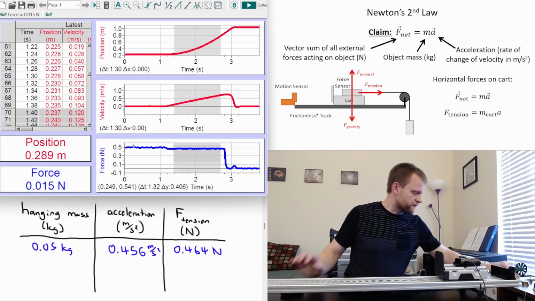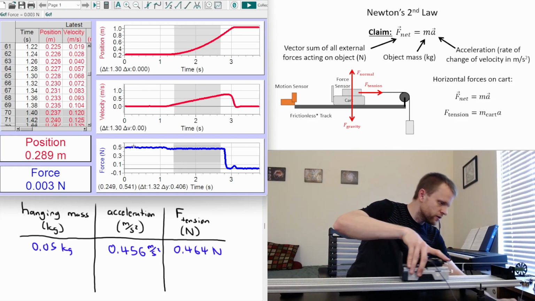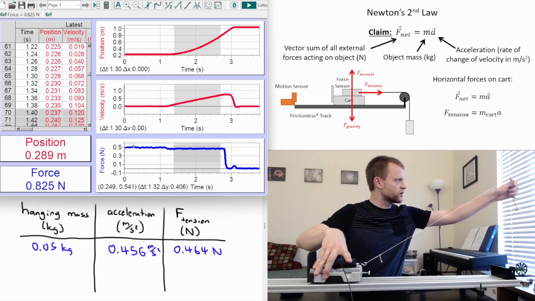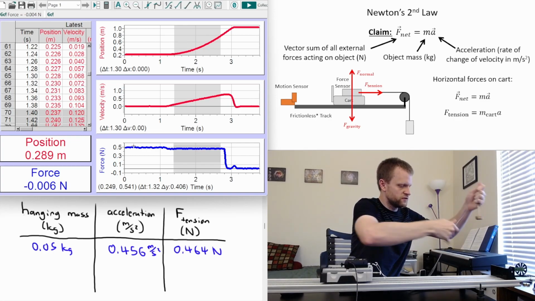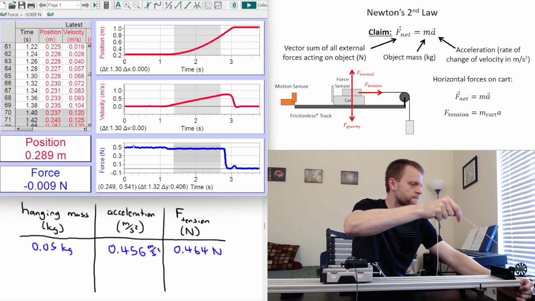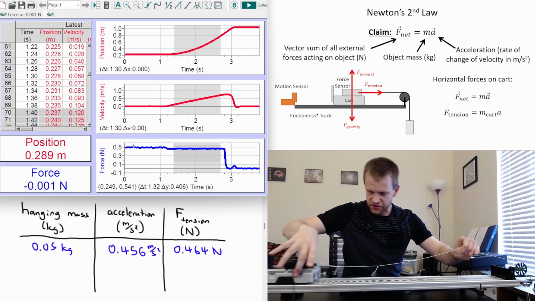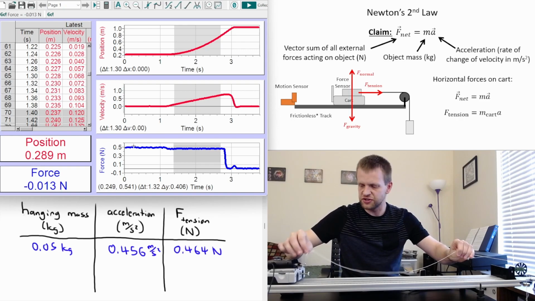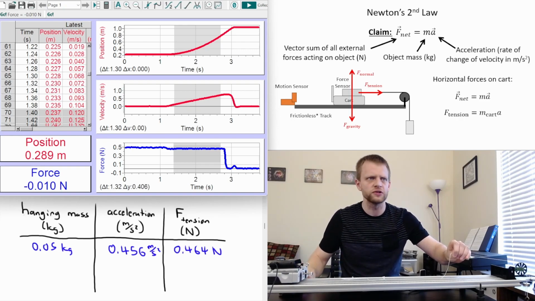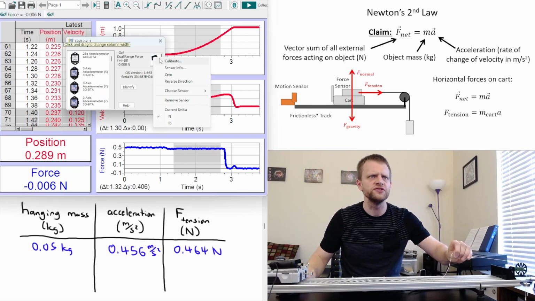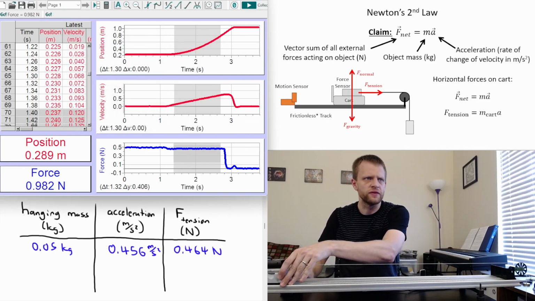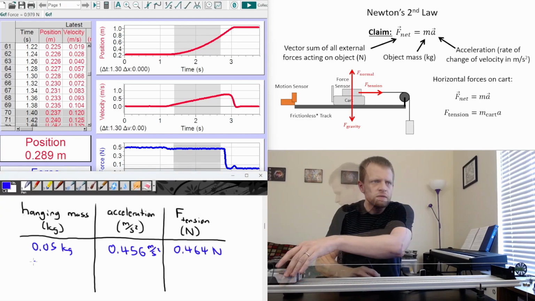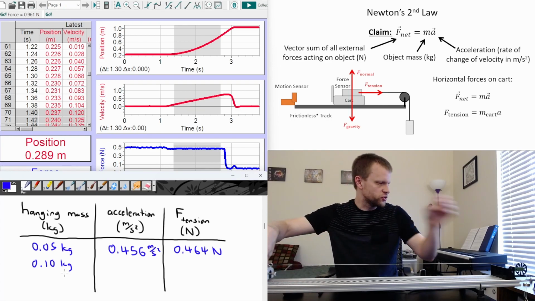Okay, so we've got our first data point. Gonna bring this back and I'm gonna add 50 grams to this. So we've got another system. We've got this attached to the cart. Let me make sure the force sensor is still zeroed. Looks like we drifted a little bit, so I'm gonna re-zero that. And now we are dealing with the 100 gram case. So 0.10 kilograms. And let's see what we get for this run.